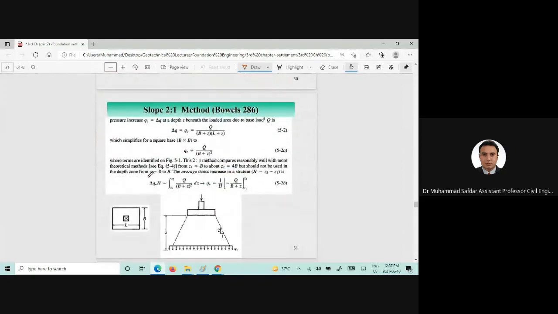There's another method to find out the stress increase, delta sigma. And please kindly note down this equation as well: Q divided by (B plus Z) and (L plus Z). What is Q? Q is the load which is applied here. And in the 2-to-1 slope method, it is said that we can find out the stress increase at a particular depth Z if we know the Q value and B, this is B here.